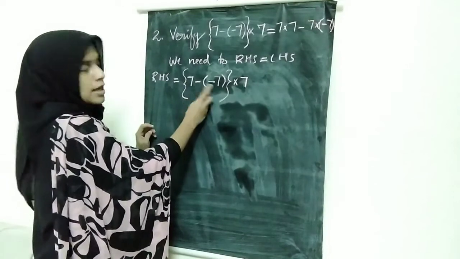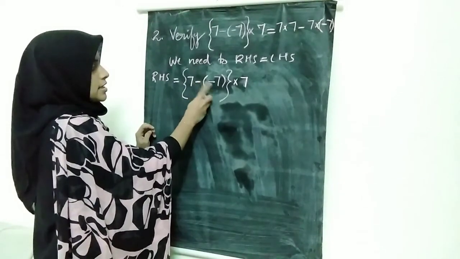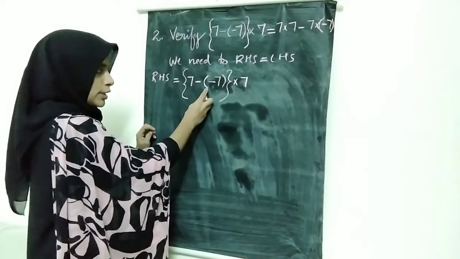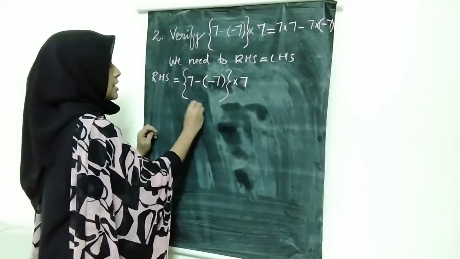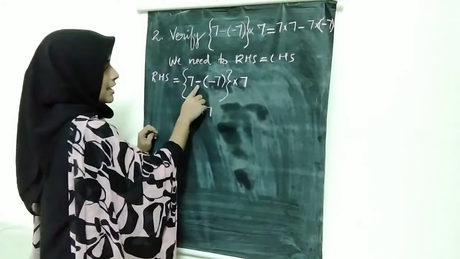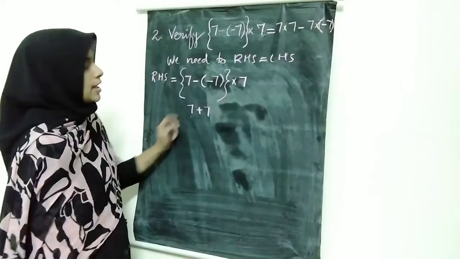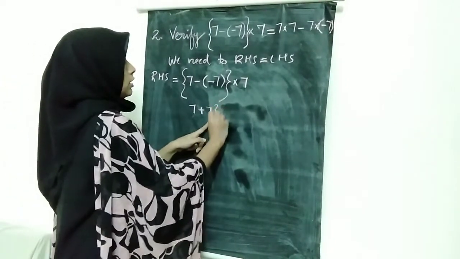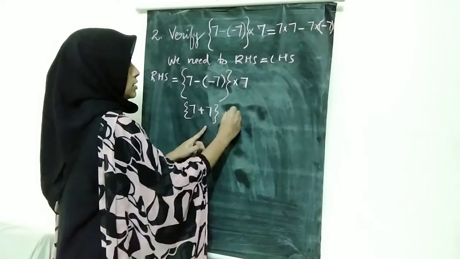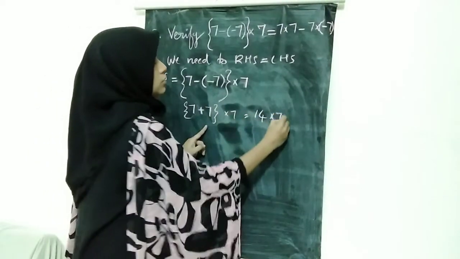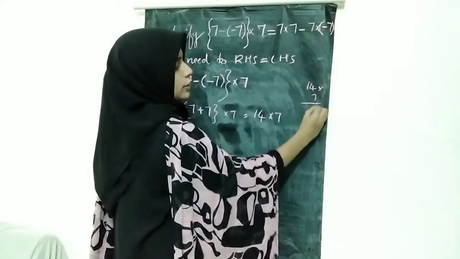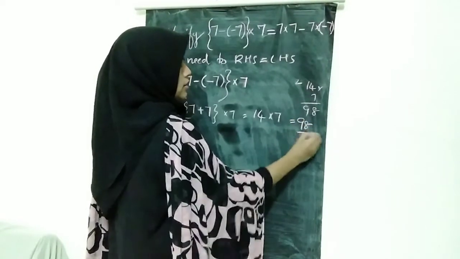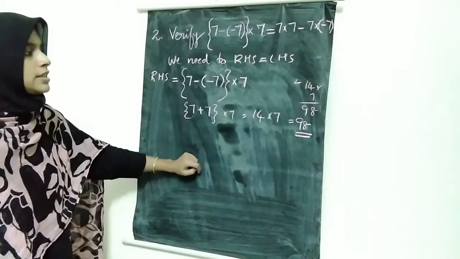7 minus 7. So, minus and minus come together for multiplying. Bracket means multiplication. So this becomes 7 plus 7. Minus of minus is plus. So 7 plus 7, 14. 14 into 7. Multiply and find out. Here 28. So, 98 is the answer. RHS is equal to 98.